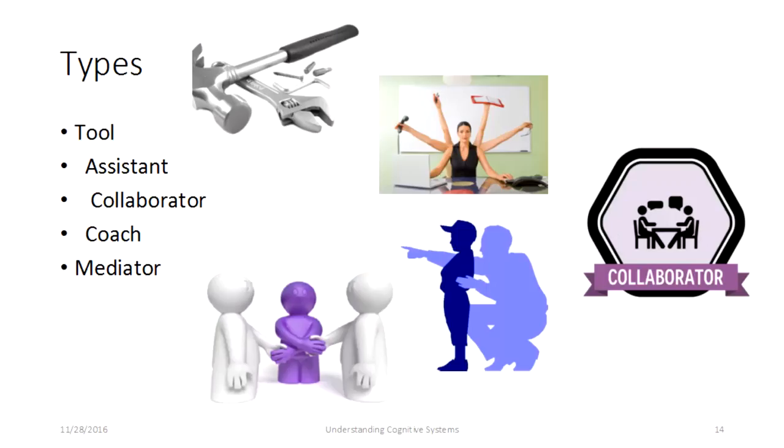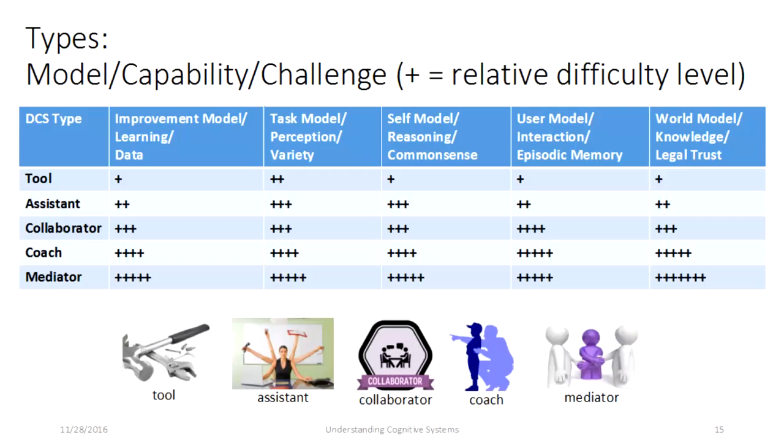A collaborator is even more sophisticated, has to have a very sophisticated model of the user and who they're collaborating with. A coach has an even more sophisticated model of the user, because of the strengths and weaknesses of the user and how to guide them in their development. And a mediator is even more sophisticated, because the mediator has to understand laws and institutions and basically how to successfully co-create value between people.